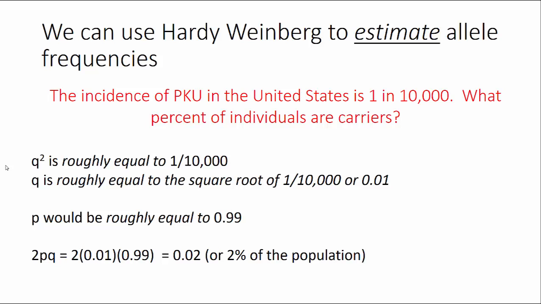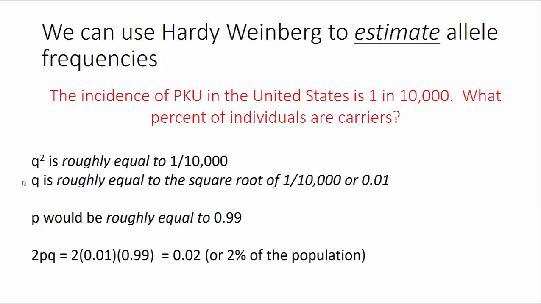That, as we went through in the last example, would be equal to q squared, or we would say roughly equal, since this allele is actually not in Hardy-Weinberg equilibrium because it is being selected against. We can then solve for q, and so we can estimate that q is roughly equal to the square root of 1 divided by 10,000, and that will give us a q value of 0.01. We can then calculate p, so p is roughly equal to 0.99.